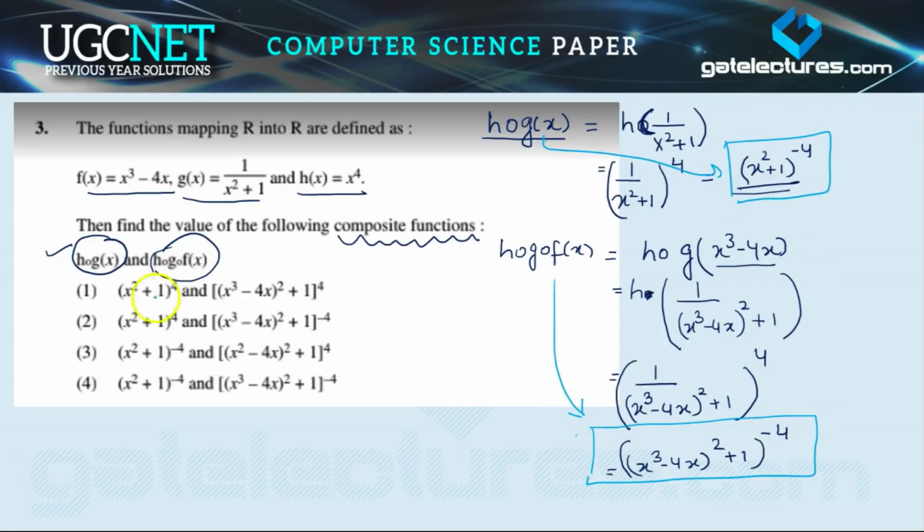Now find it out. x square plus 1 to the power minus 4. Yes, in option 3 and option 4 this is available. Now (x cube minus 4x) whole square plus 1, but the power is minus 4 because I want this term in the numerator according to the question. So option 4 is the correct answer.